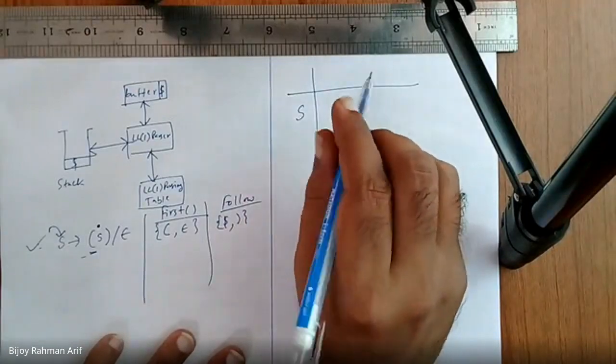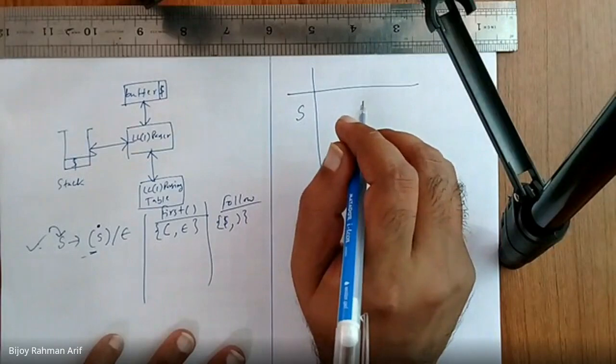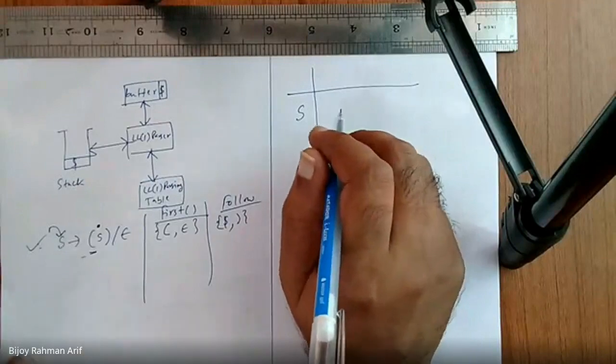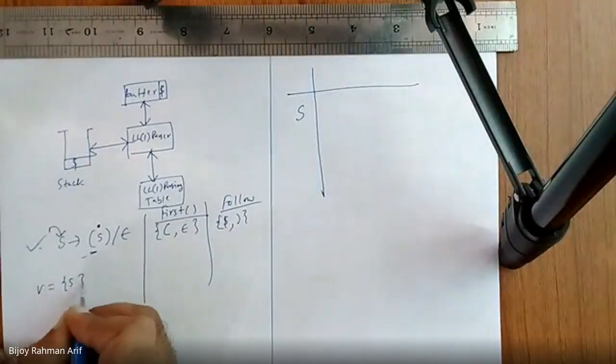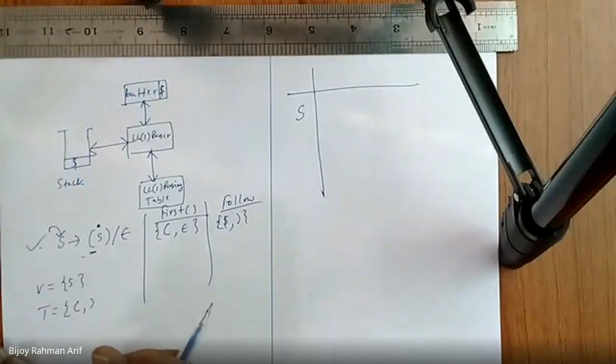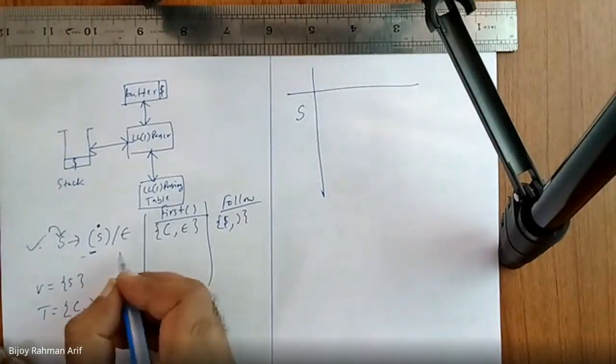So how many terminals are there? What are the terminals set here? Your variable set is S. Open parenthesis and close parenthesis. Anything else? Epsilon? Epsilon is not considered a terminal. Actually, epsilon is a pseudo terminal. It means it actually deletes something, so it is not considered a terminal. When we are finding first, we consider it a terminal, but it is not actually a terminal.